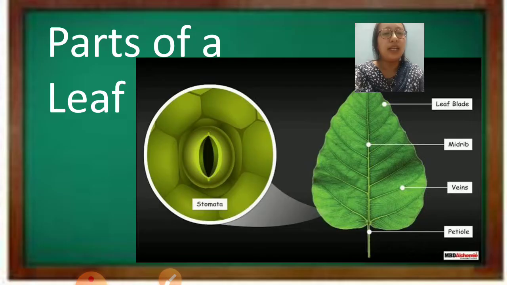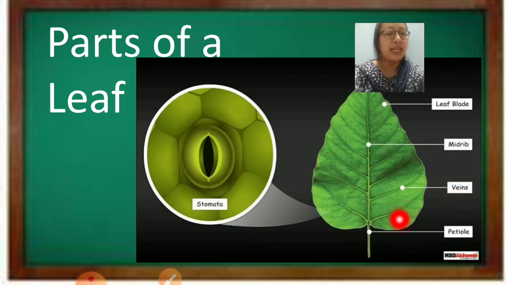Now let's have a look at the parts of the leaf. You can see the picture of a leaf here and its different parts. Leaf blade: the flat surface of the leaf is called your leaf blade. Then you have the midrib, which is also called your main vein. This one, the straight one, is your midrib or your main vein. Then you have some other veins with your midrib. These are your secondary veins, or you can just say veins.